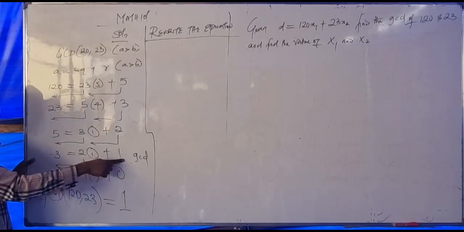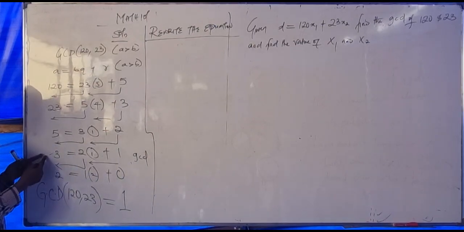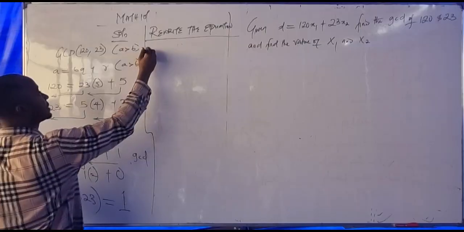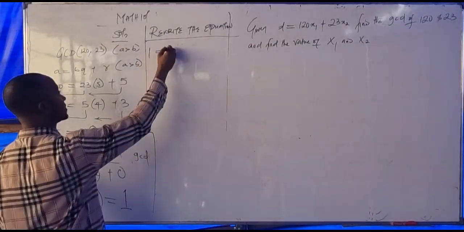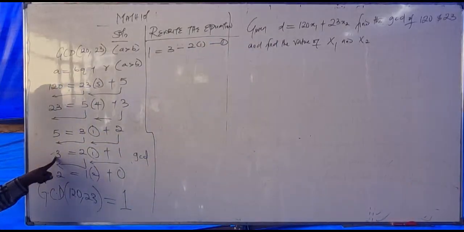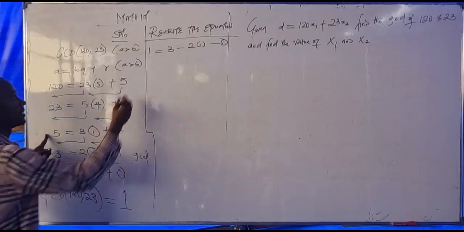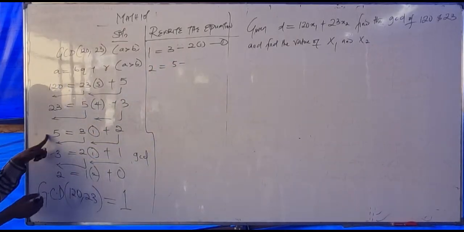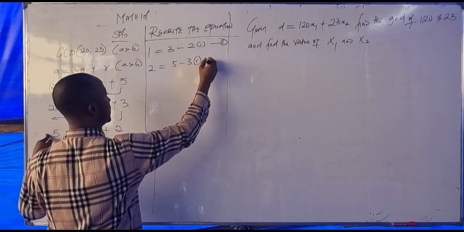Watch. If I make 1 the subject, what will it be? 1 equals 3 minus 2 times 1. When you move it, it becomes minus. That is equation 1. Let's rewrite the next one. 2 equals 5 minus 3 times 1. Are you following?